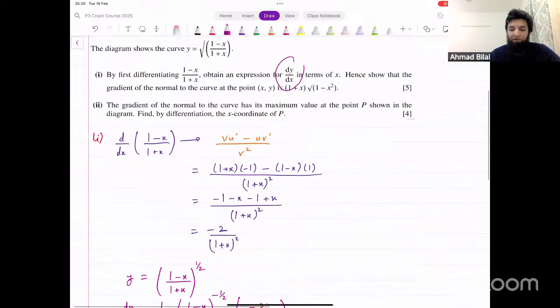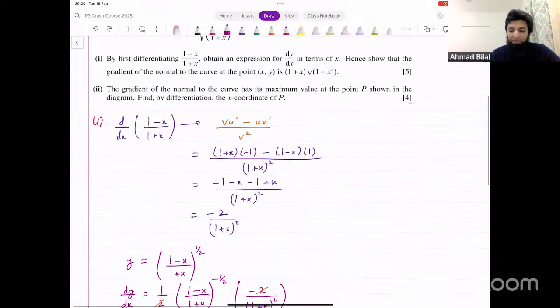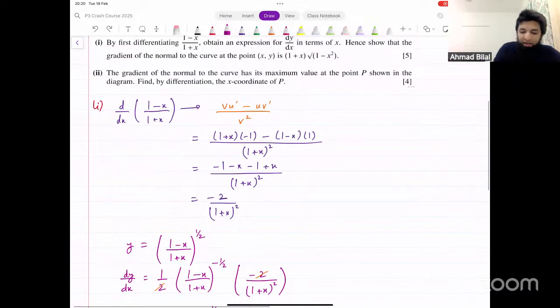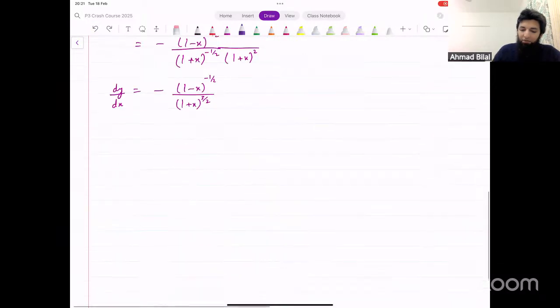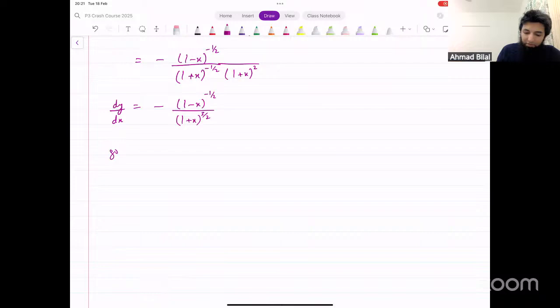We have found dy over dx now. Now they're saying, hence show that the gradient of the normal to the curve at the point (x, y), so at any general point (x, y), gradient of normal, that is this. Okay, now how do we show this? Gradient of normal, this is dy over dx, right? What is the gradient of normal going to be?